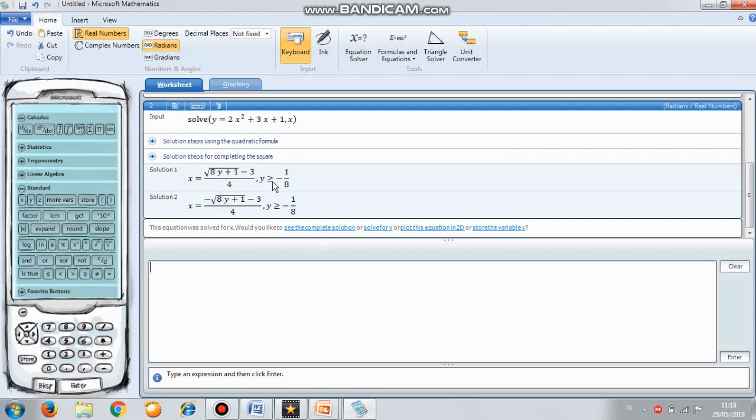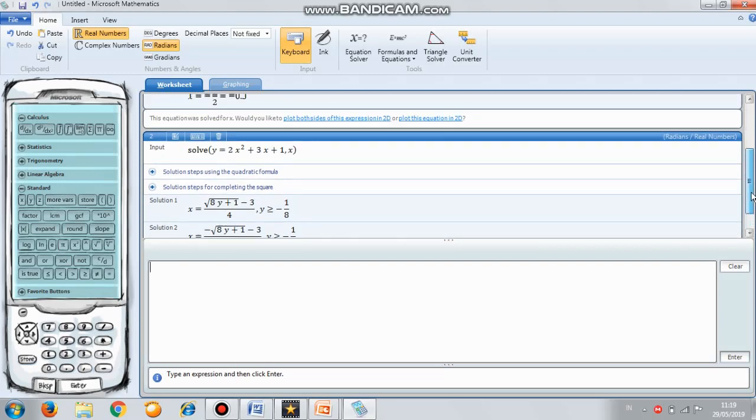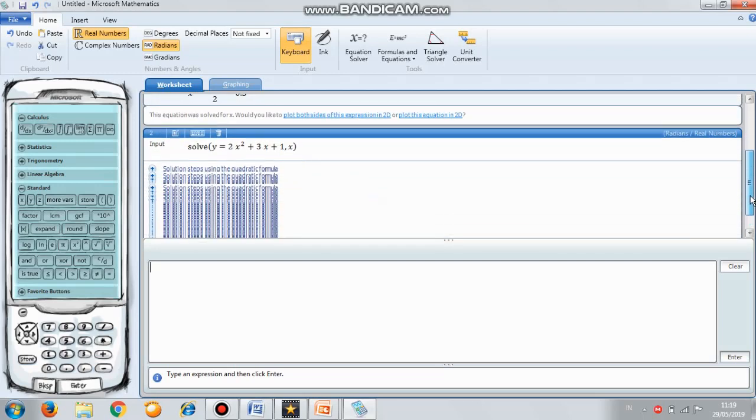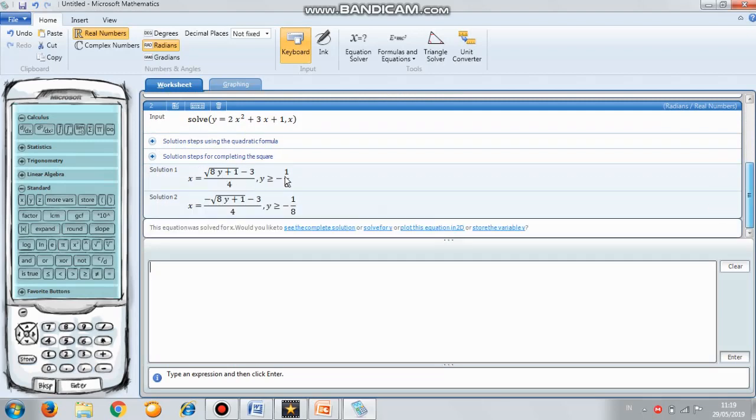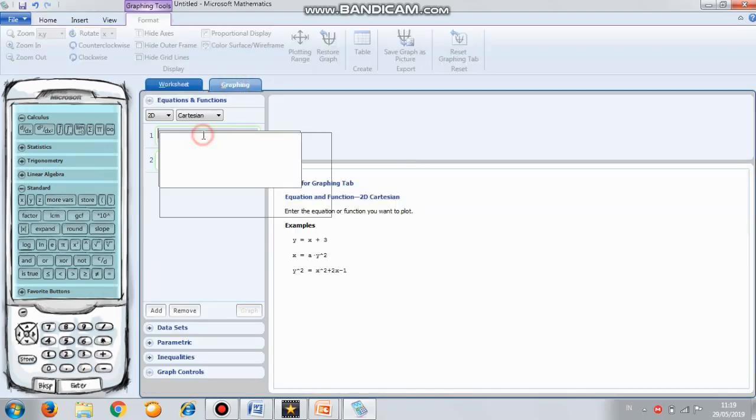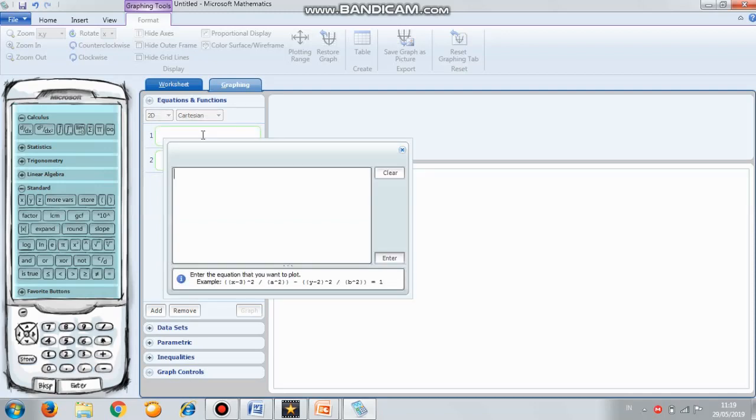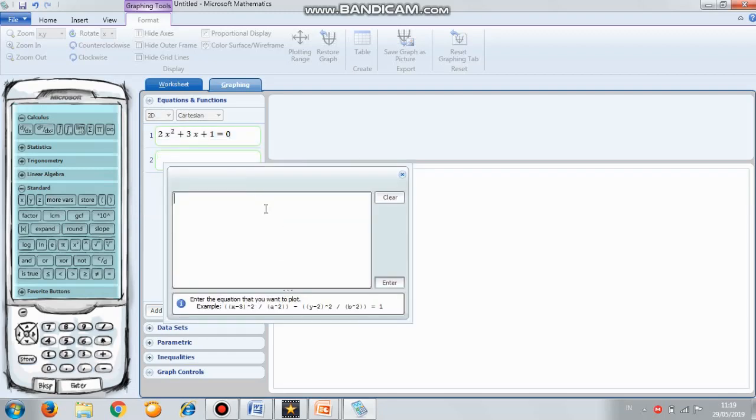There are 2 solutions of each quadratic equation. This is the solution 1 from the second quadratic equation. And then we graph by writing the quadratic equation that we want to know the graph of: 2x squared plus 3x plus 1 equal to 0. Enter. And the second is 2x squared plus 3x plus 1 equal to y.